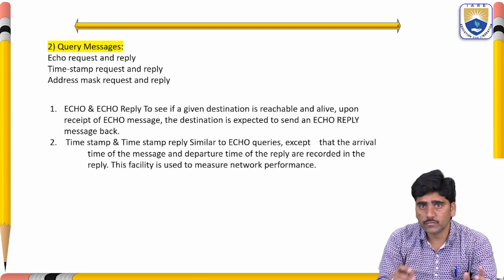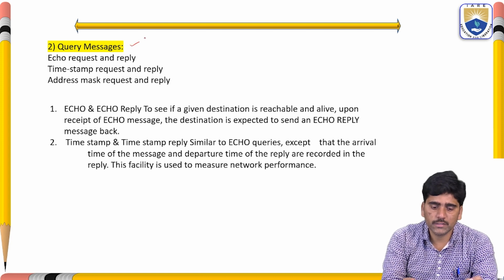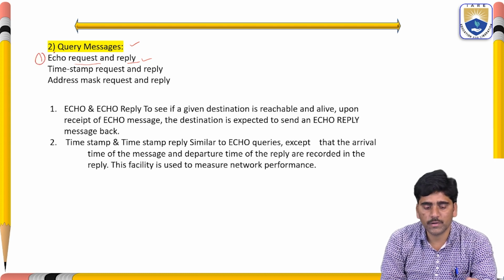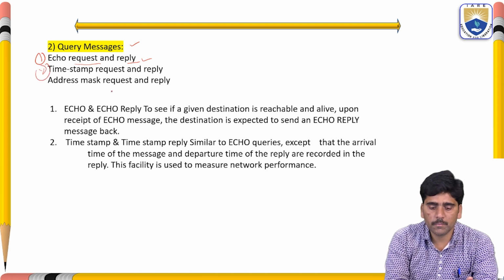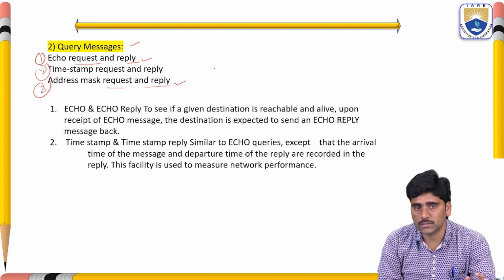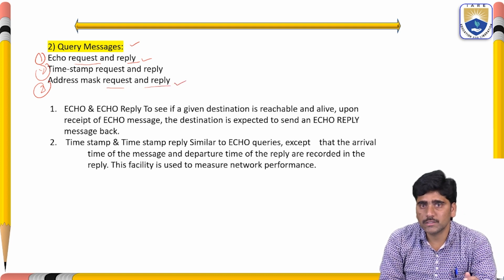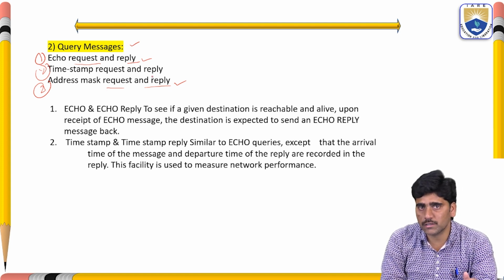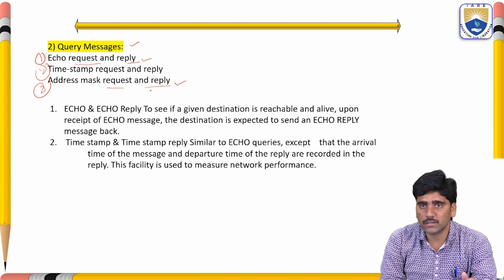And the second one, query messages. There are three types of messages. One is echo request and reply messages. Second is timestamp request and reply messages. And third is address mask request and reply messages. All of these are query messages, which are requested for a response. If the request is verified, then the reply will be given automatically. These three are the types of query messages.